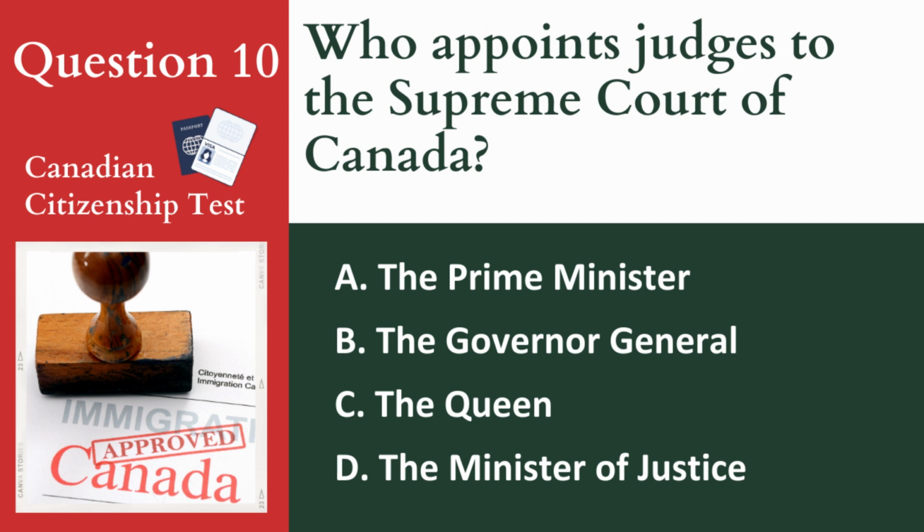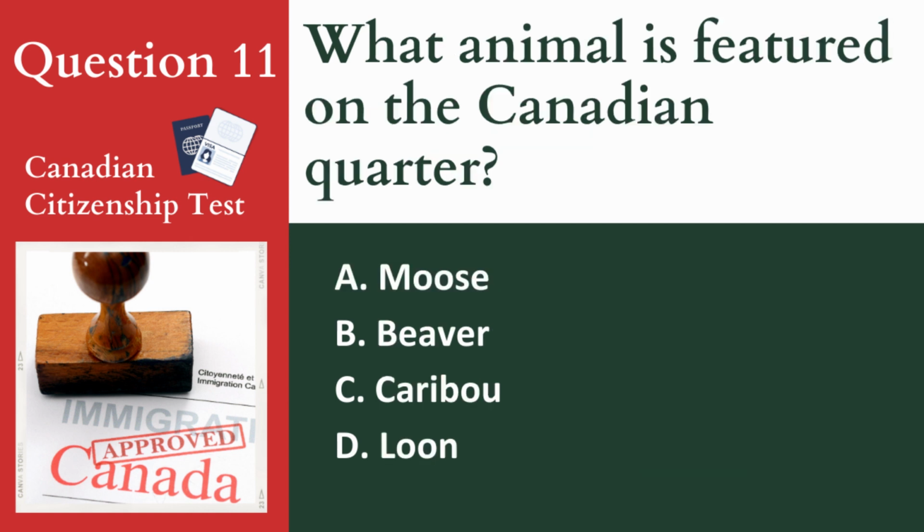Question 10. Who appoints judges to the Supreme Court of Canada? A. The Prime Minister. B. The Governor-General. C. The Queen. D. The Minister of Justice. Answer. A. The Prime Minister. The Prime Minister of Canada appoints judges to the Supreme Court of Canada after consultation with the legal community and other levels of government.